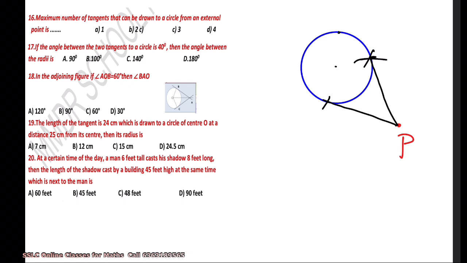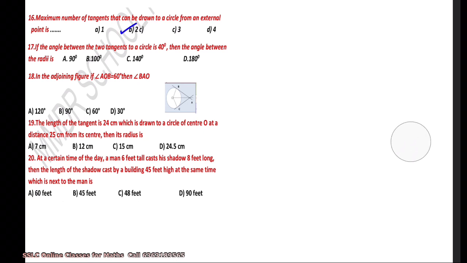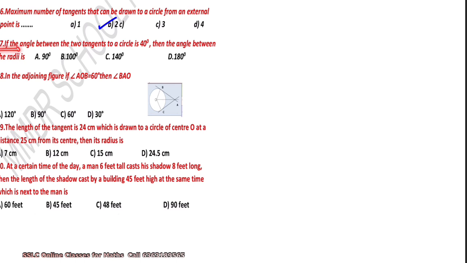If the point is inside the circle, no tangents can be drawn. If the point is on the circle, only one tangent can be drawn. If the point is outside the circle, we can draw two tangents. So the option B, 2, is the right answer for us. Question number 17.